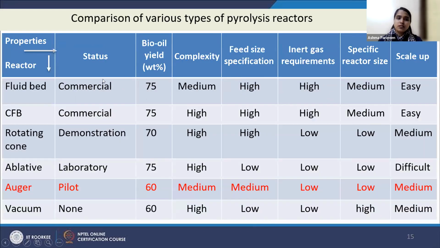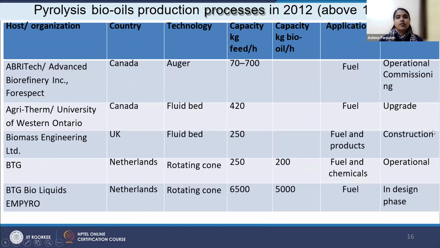Here a comparison is given between different types of reactors. What is the yield? What will be the feed size? What is the gas requirement, etc.? So please go through the slides for these reactors. Here some examples are given. Suppose in Canada, what is the technology used? What is the capacity? And what is the fuel used? And these are all patented. Next we'll move on.